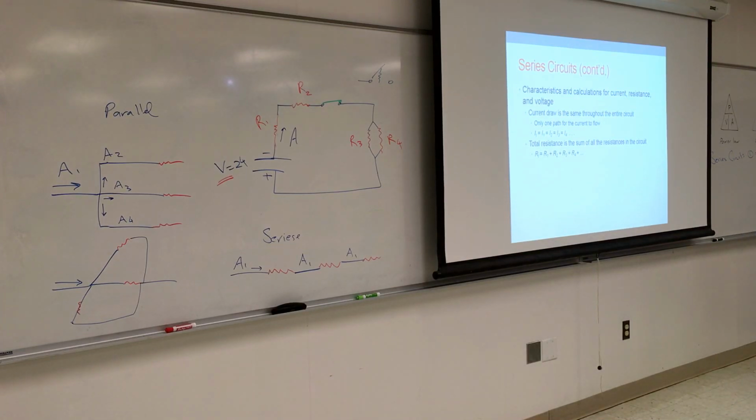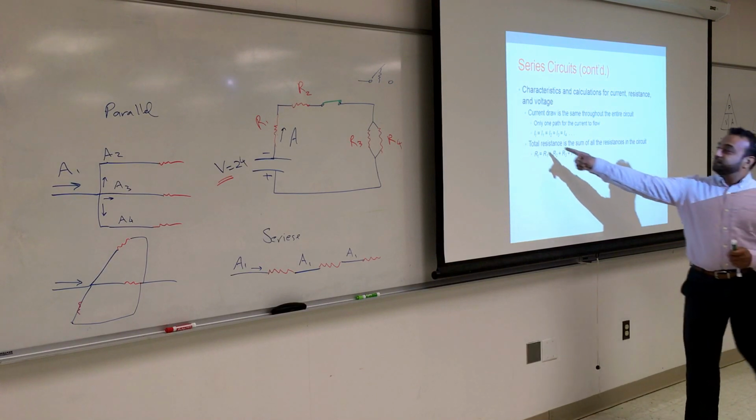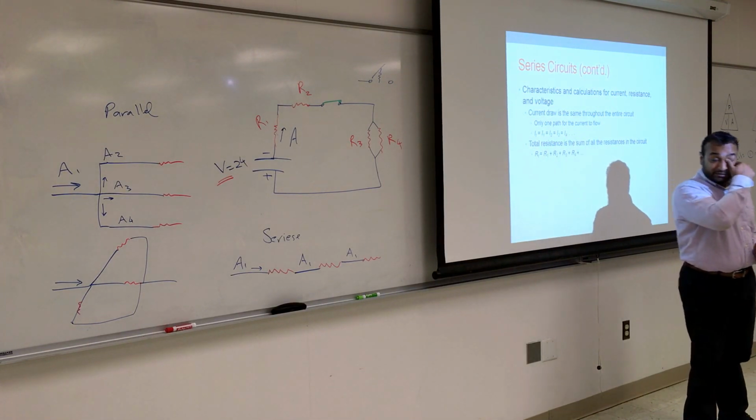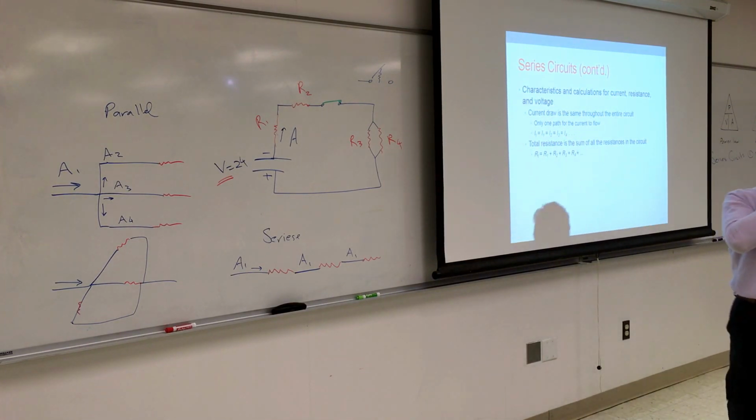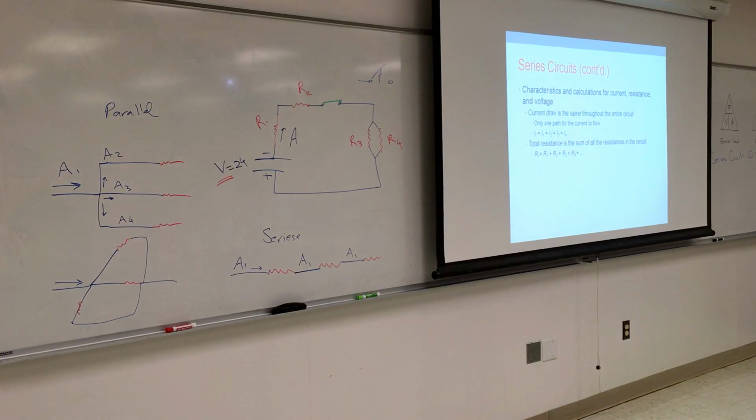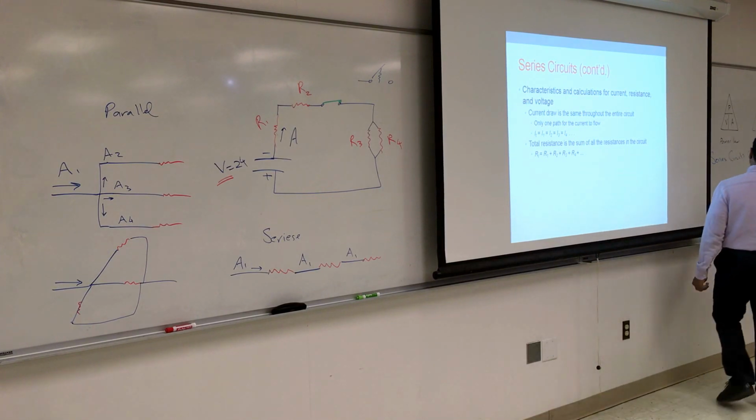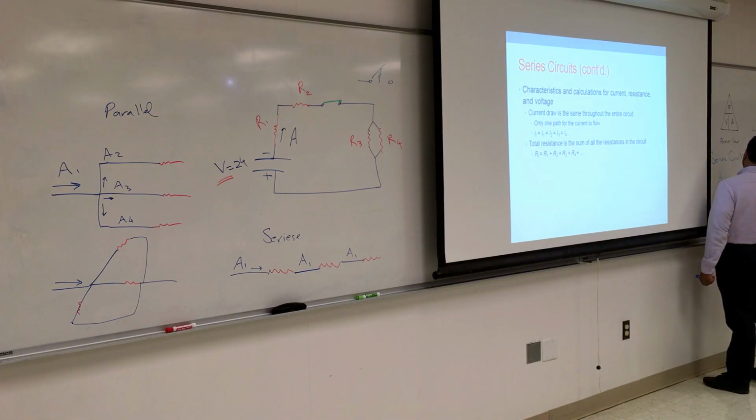So what happens to the volts? The current drawn is the same throughout the entire circuit. So what will happen? Remember the Christmas tree lights, right? We have one current. If you take one out, you cut out the current. So the current entirely is going to be the same. I'll explain to you why. But let's write it down so we remember. The current stays the same.